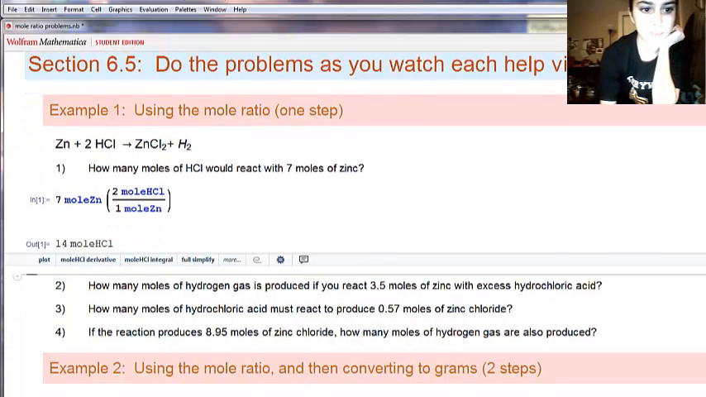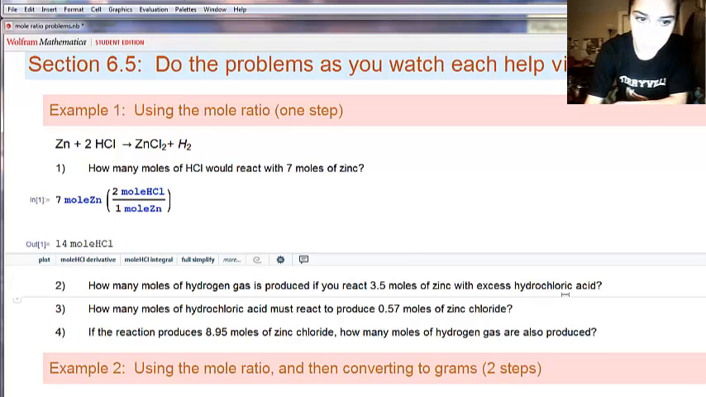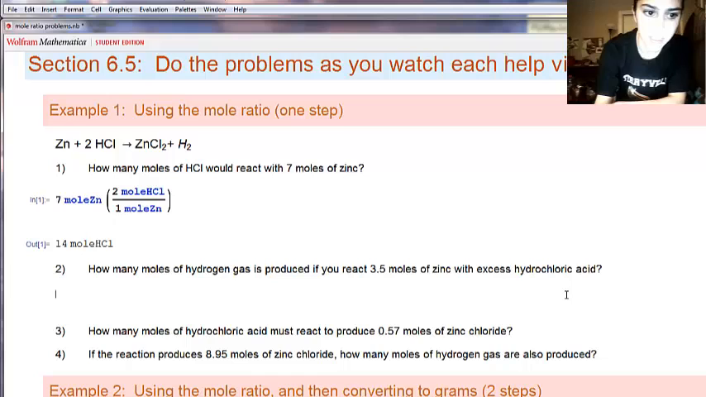So let's go to number 2. It says, how many moles of hydrogen gas is produced if you react 3.5 moles of zinc with excess hydrochloric acid? Now, don't let the excess hydrochloric acid confuse you. It's just saying that we have more hydrochloric acid than we need in this reaction. But what we're interested in is how many moles of hydrogen gas we'll get if we put in 3.5 moles of zinc. And again, you may already know the answer to this by looking at the ratios, but I want to go through the process with you.